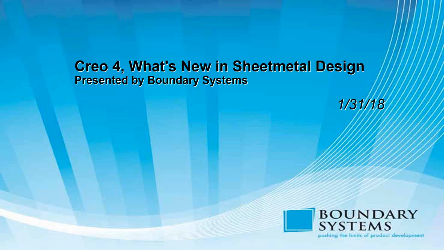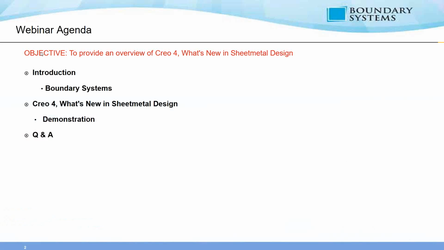Today we're gonna be going over what's new in Sheetmetal Design in Creo 4. This is going to be a relatively short webinar. There's not a lot of subject matter in this topic, so we'll just go ahead and get into that. As far as the agenda here, we'll do a short introduction of Boundary Systems. We'll also do an introduction of what's new in Sheetmetal Design, and then I'll also do a demonstration. Then afterwards, we'll leave some time for some questions if you have any questions.